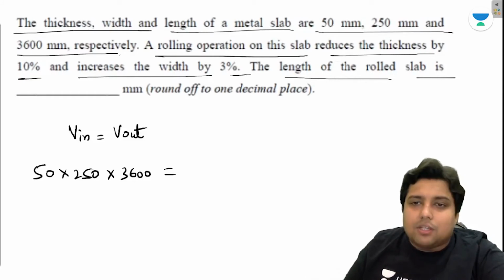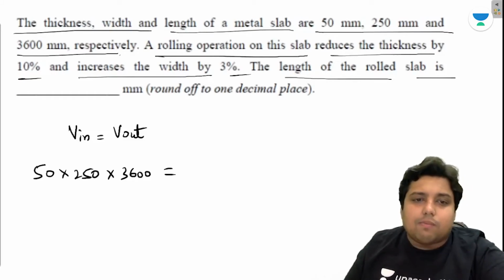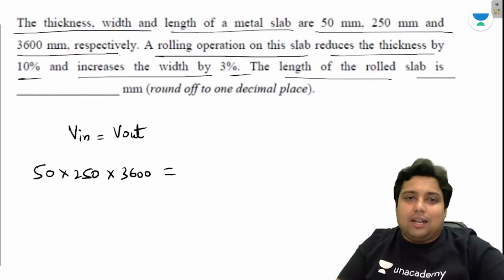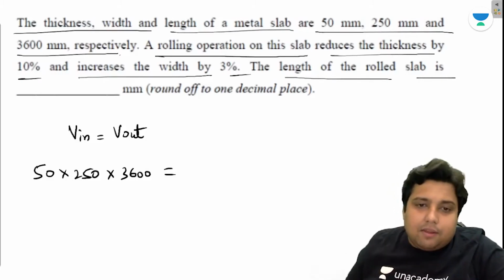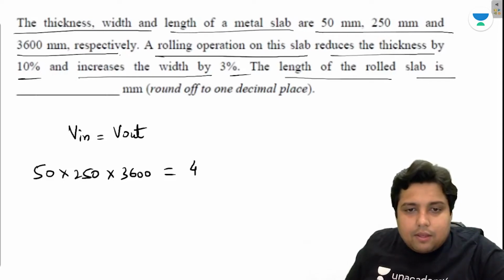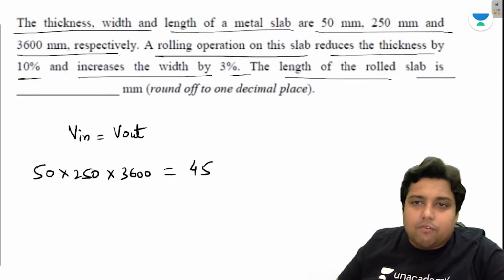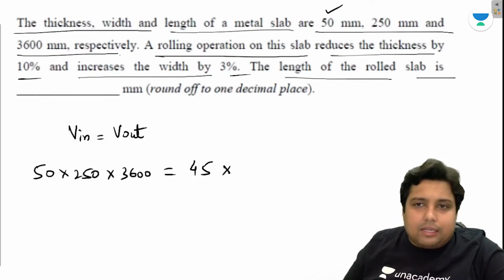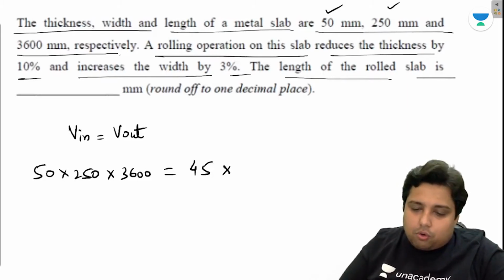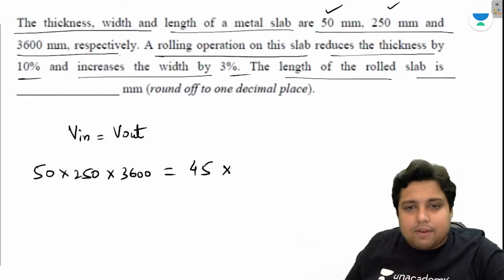In the rolling operation, the thickness of the slab reduces by 10%. So the thickness will be 45 mm now, which is 90% of 50 mm because it reduced by 10%. Multiply by the width, which increases by 3%. So 250 will become 257.5.